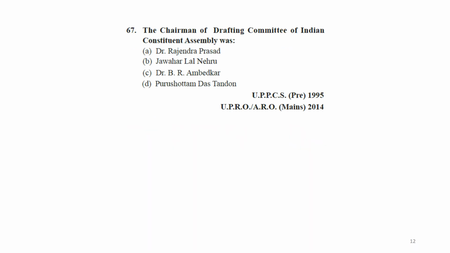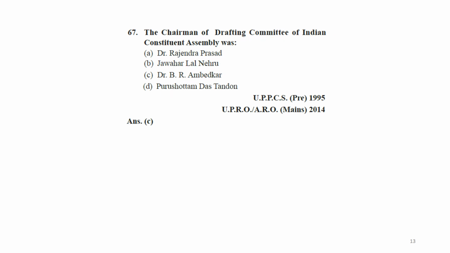Next, the chairman of Drafting Committee of Indian Constituent Assembly was: Rajendra Prasad, Jawaharlal Nehru, B.R. Ambedkar, Purushottam Das Tandon. See, the same question is repeating in different examinations. So it is actually C, Dr. B.R. Ambedkar.